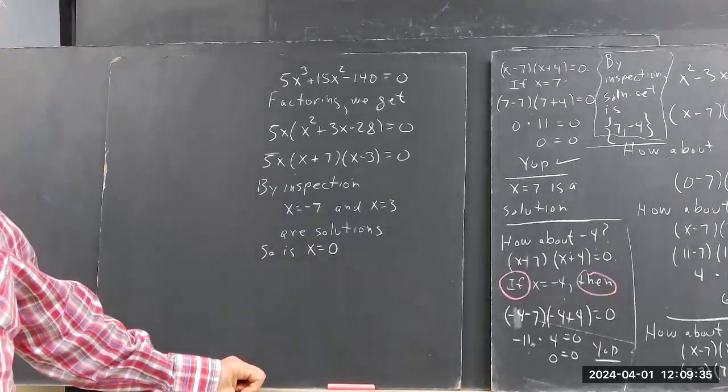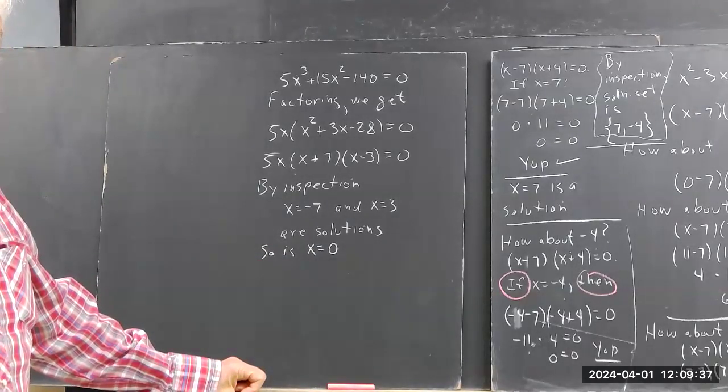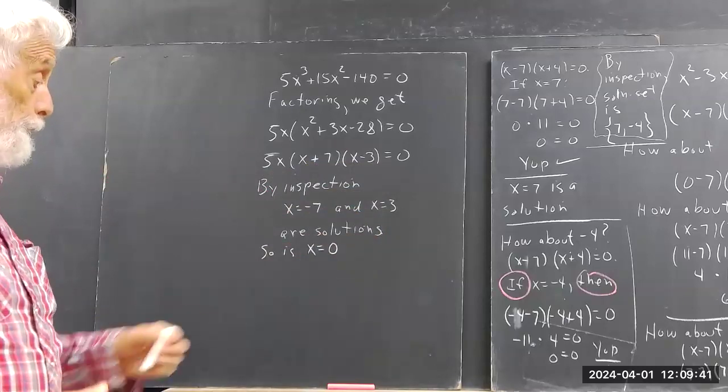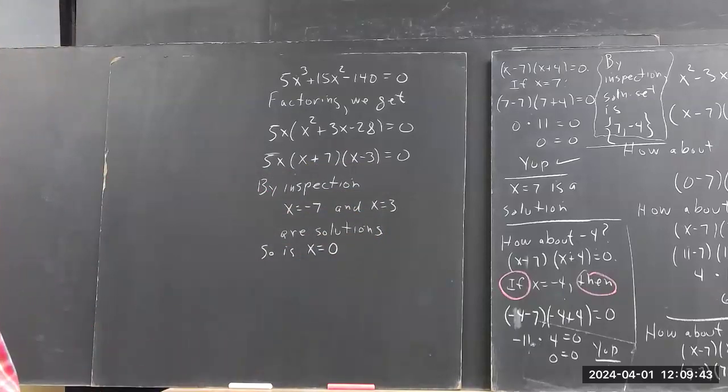So x equals 0. Okay, show me what happens if you plug 0 in for x. Now that didn't work on the first example, so you might have been reluctant to use 0. But let's make sure we understand why x equals 0 is a solution.